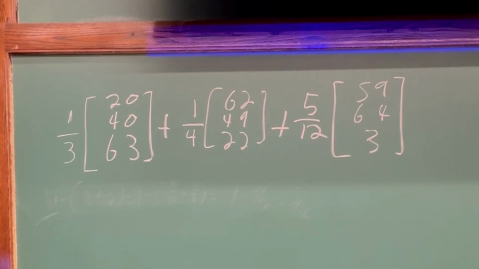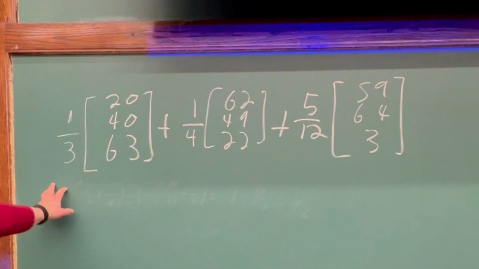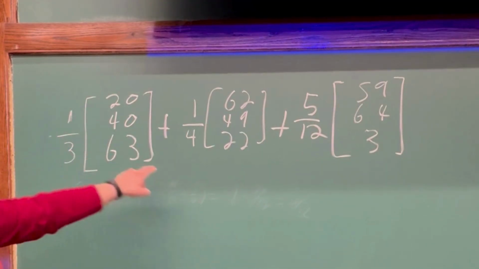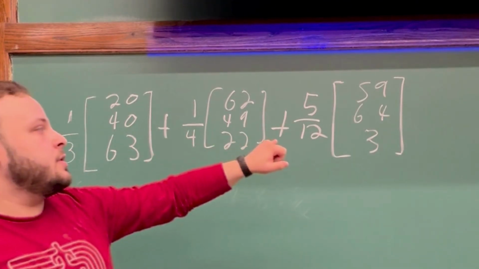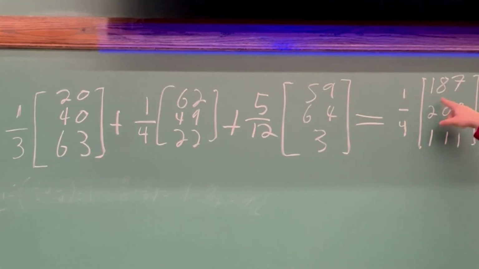So, being as we can represent pixels as vectors, we can take linear combinations of pixels. And here we can actually take a linear combination to combine these pixels, being that the proportions we're taking add up to 1. 1/3 plus 1/4 plus 5/12 equals 1. We end up with this, just multiply these numbers by 1/4. So that's how we can take linear combinations of pixels.